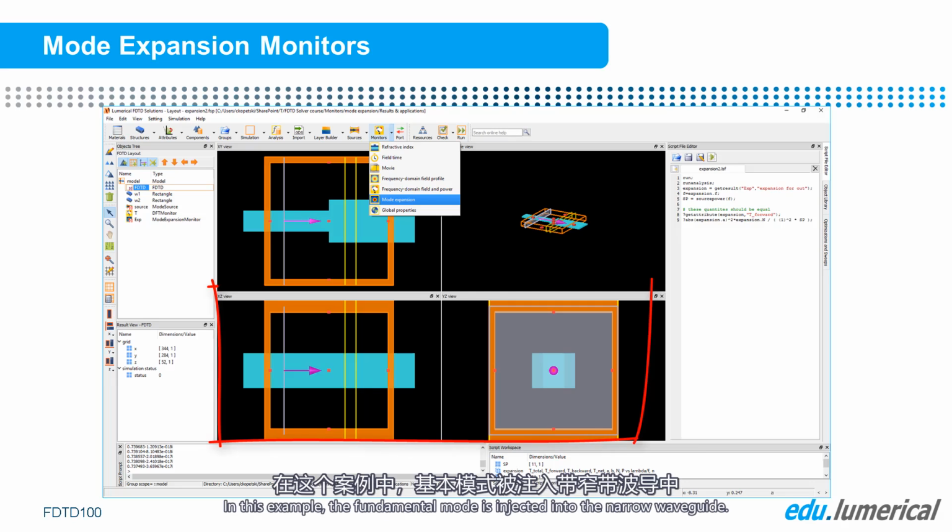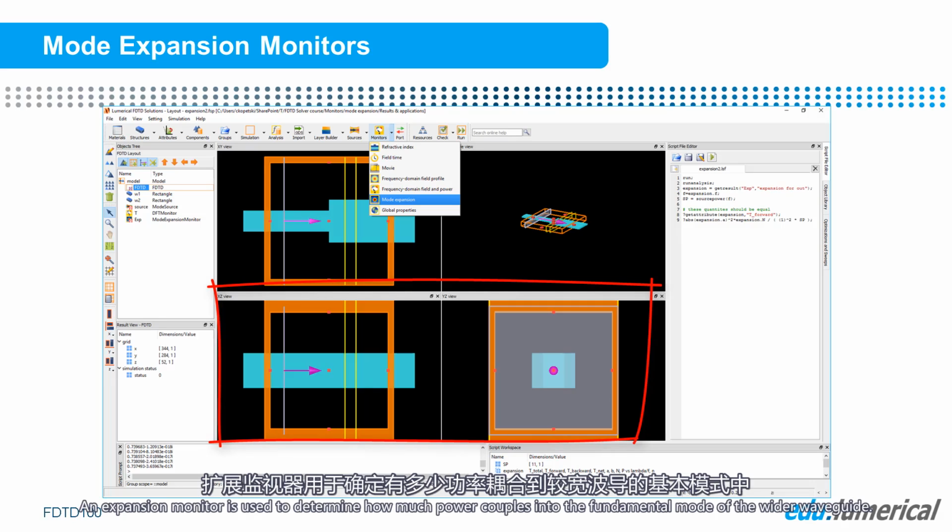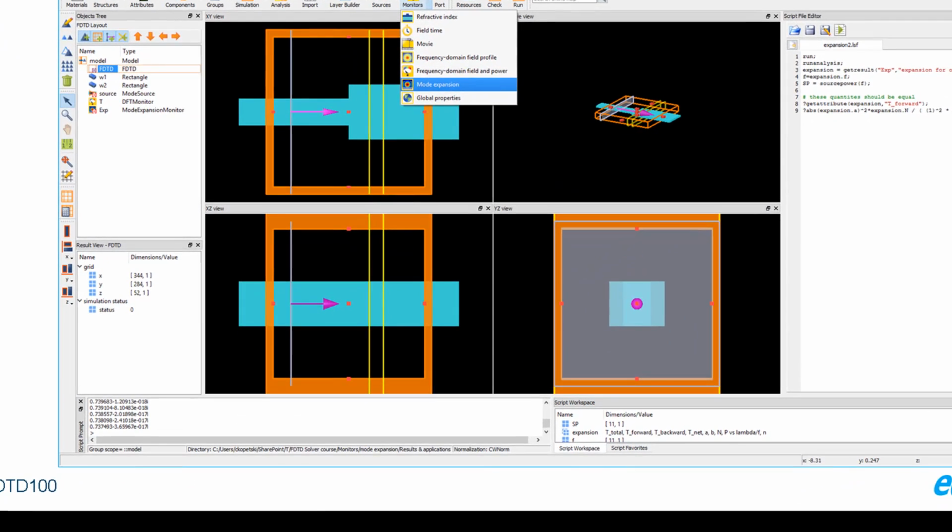In this example, the fundamental mode is injected into the narrow waveguide. An expansion monitor is used to determine how much power couples into the fundamental mode of the wider waveguide. In this case, the coupling efficiency is about 75%.